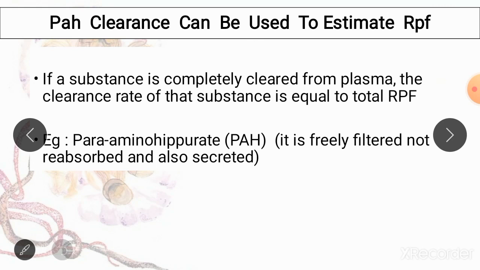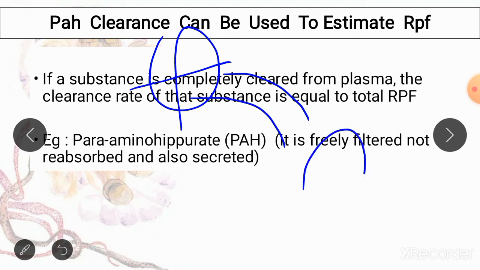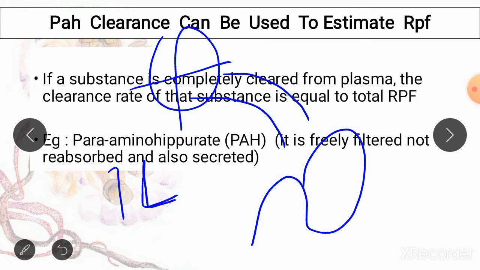So moving on to the last slide of this lecture, now we are going to discuss how the clearance of a special substance known as PAH, para-aminohippuric acid, is helpful in estimating the renal plasma flow. What is meant by renal plasma flow? As you already know, around 20% of your cardiac output comes to your kidney per minute. So 20% of your cardiac output is around 1 liter. As you know, your cardiac output is 5 liters. Out of this 5 liters, 1 liter comes to your kidney per minute.